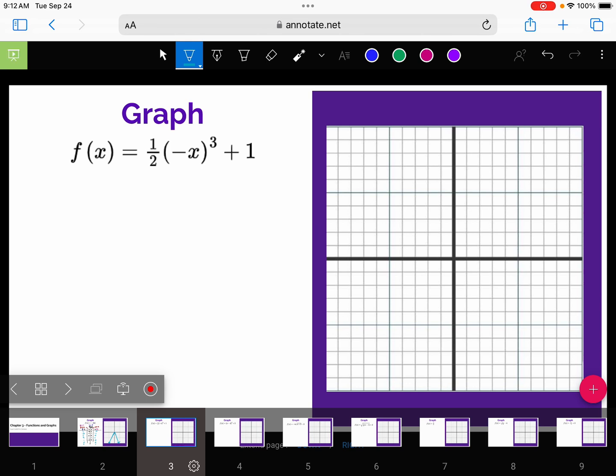All right, you ready? Because the next one we're going to do is a cubic. Yay, cubics!